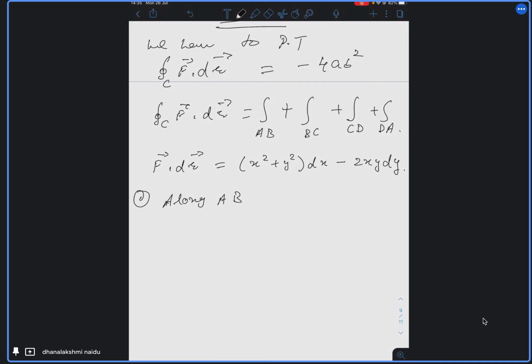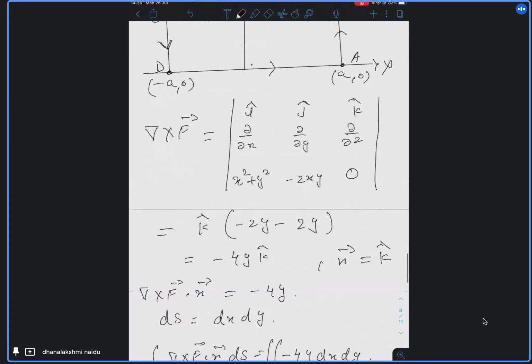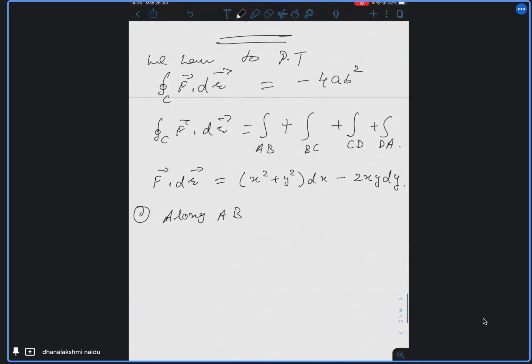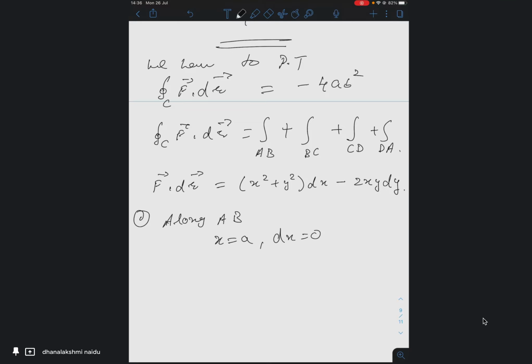Now along AB, look at AB line. Along AB, what is constant here? X is constant. So x is equal to a along AB. So dx will be equal to 0. And limits of y? 0 to b.